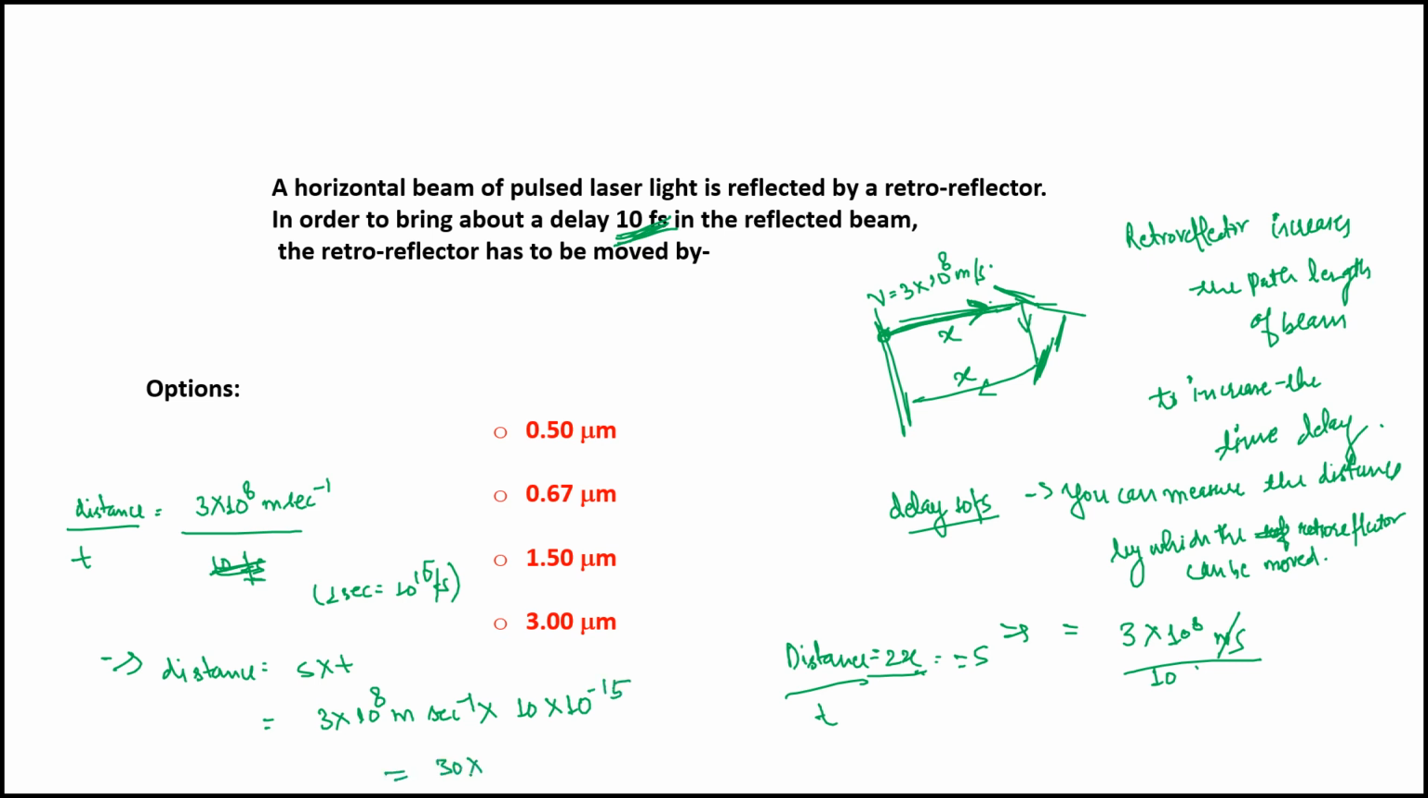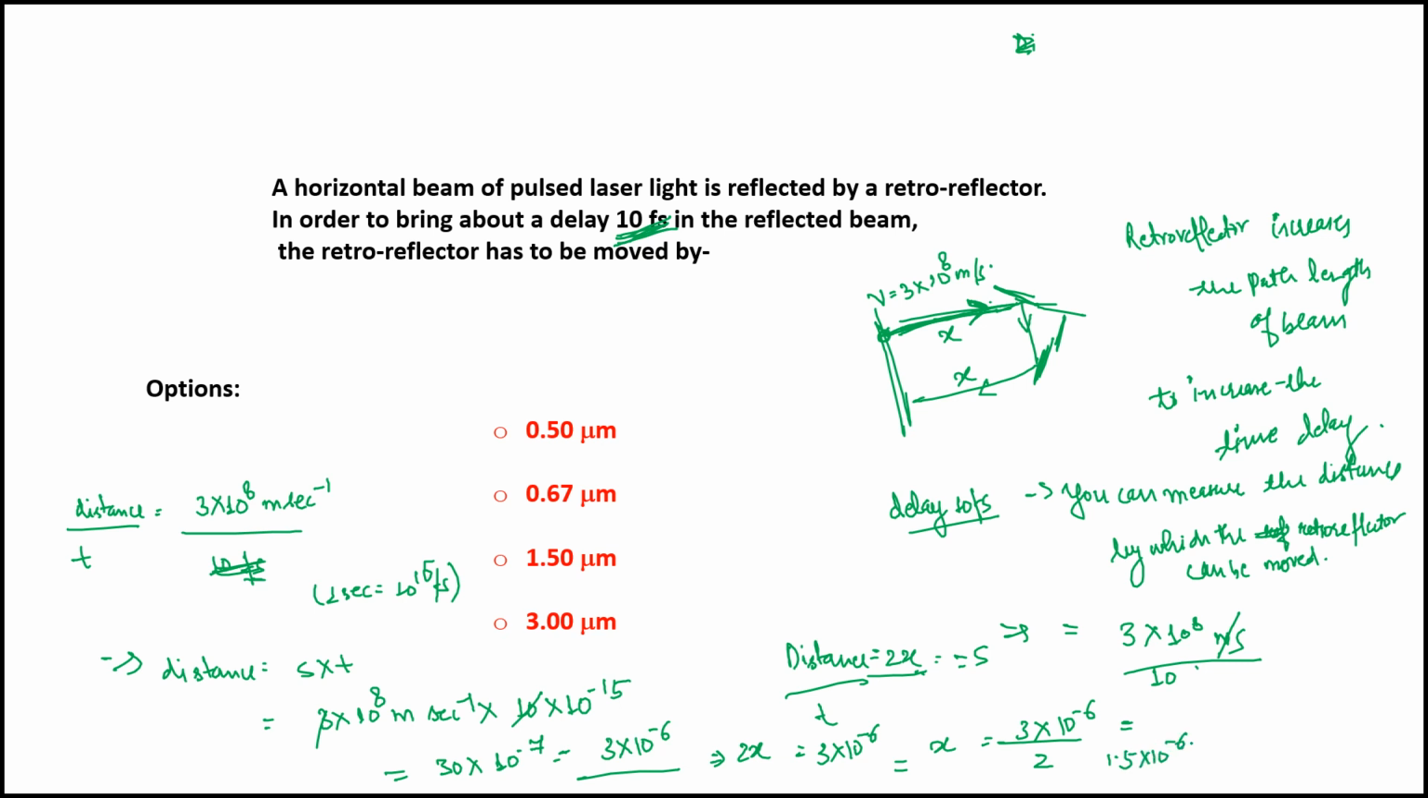Okay. So it comes to be 30 into 10 to the power minus 7. Right? 3 into 10 is 30. 10 to the power minus 7. So it will be 3 into 10 to the power minus 6. This should be the total distance. So we write 2x is equal to 3 into 10 to the power minus 6. So what will be the value of x? The value of x will be 3 into 10 to the power minus 6 whole upon 2. So it will come to be 1.5 into 10 to the power minus 6.